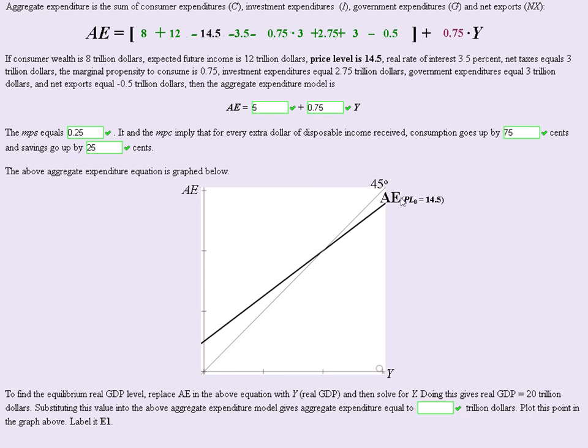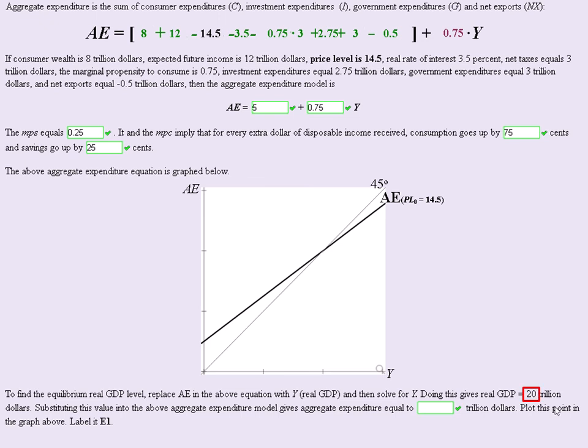And notice I put in parentheses the price level equal to 14.5. See that? To graph the line, we have to make real GDP 0, right? And when we plug in 0, we get 5. So the height of the aggregate expenditure model when GDP is 0 is 5. And then I need to plot this point.